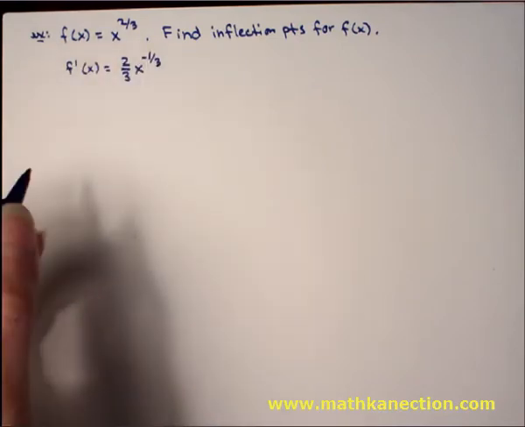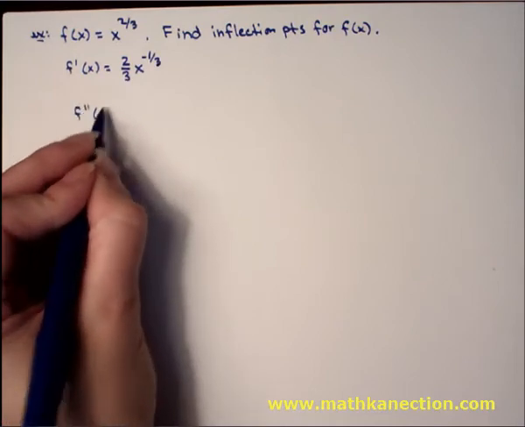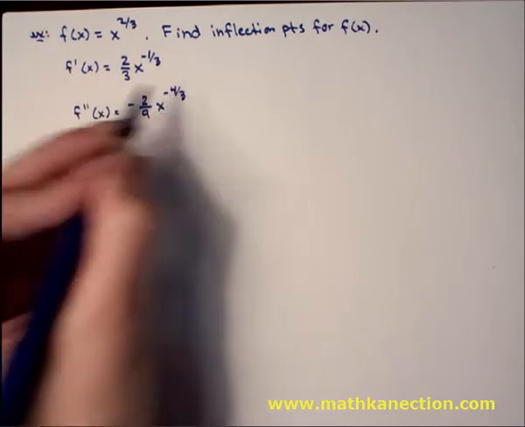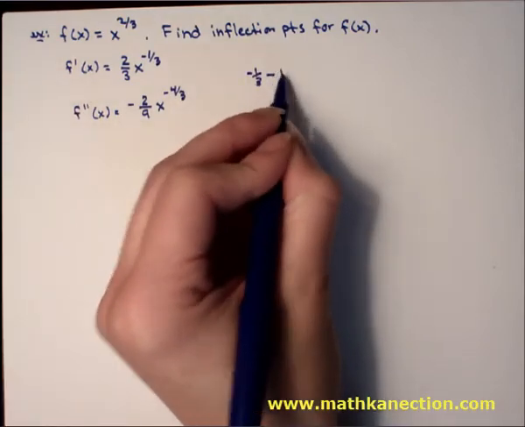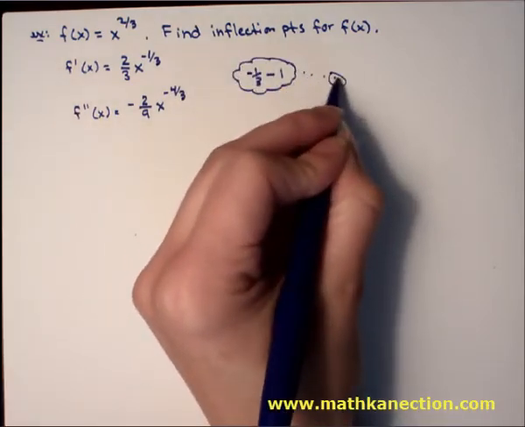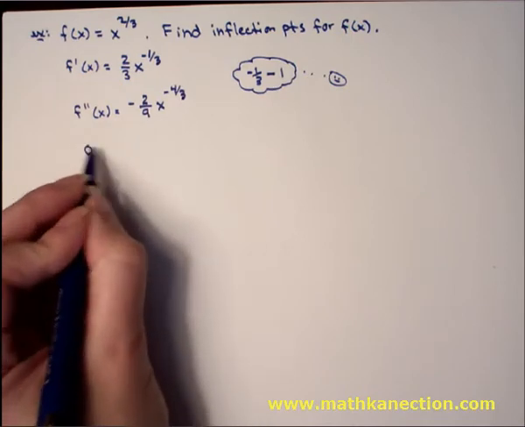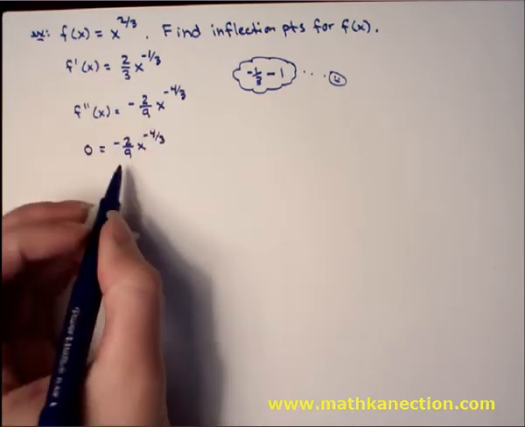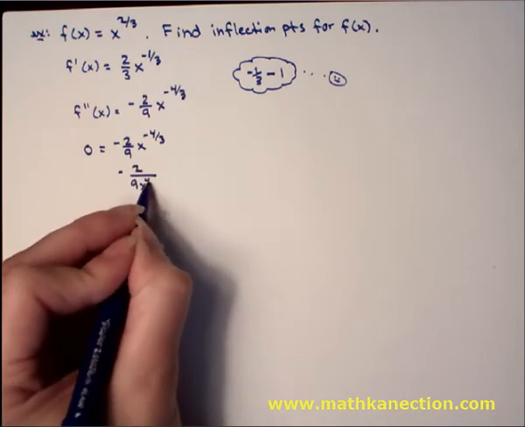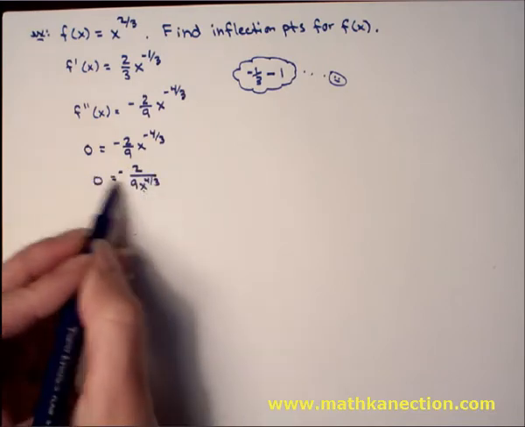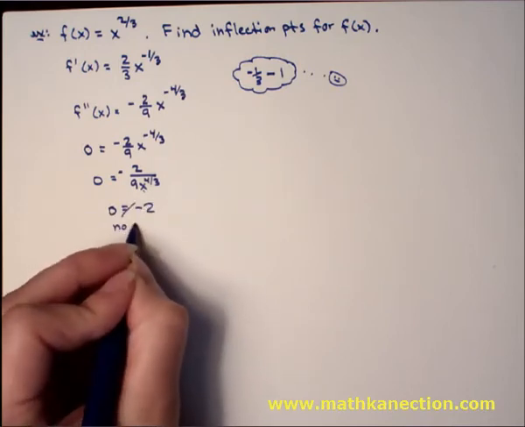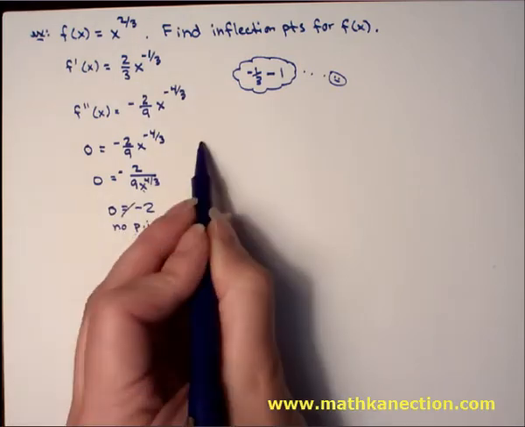Given f of x is equal to x to the 2/3, finding the first derivative, we get 2/3 x to the -1/3. The second derivative is -2/9 x to the -4/3. So we're going to set our second derivative equal to 0. Rewriting the problem to bring the x to the 4/3 to the denominator and cross multiplying, we get an equation with no solution, which does not give us a possible inflection point.